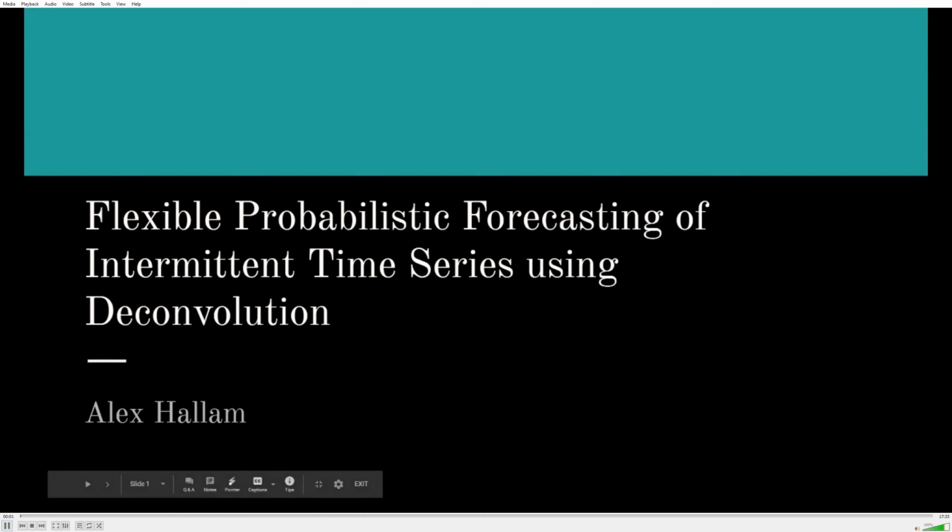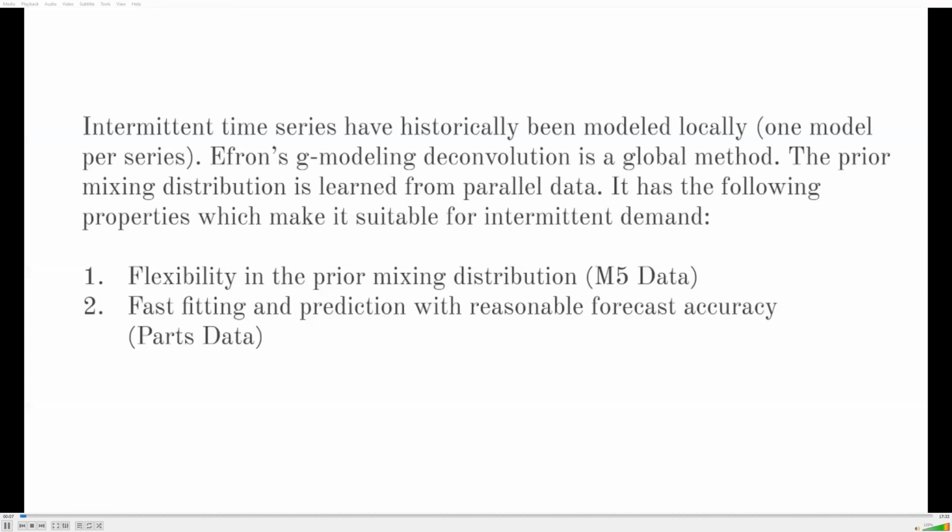Hello, my name is Alex Hallman, and I'll be talking about flexible probabilistic forecasting of intermittent time series using deconvolution. Intermittent time series are time series that have sporadic behavior. Unlike standard time series, where we use standard methods to fit them, those standard methods don't normally work with intermittent time series because of their sporadic nature, and they're also usually low volume.